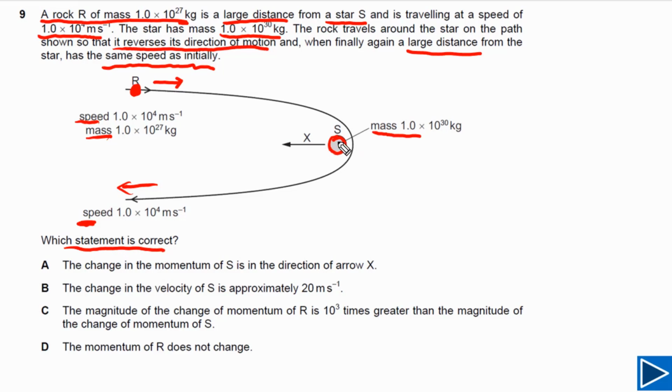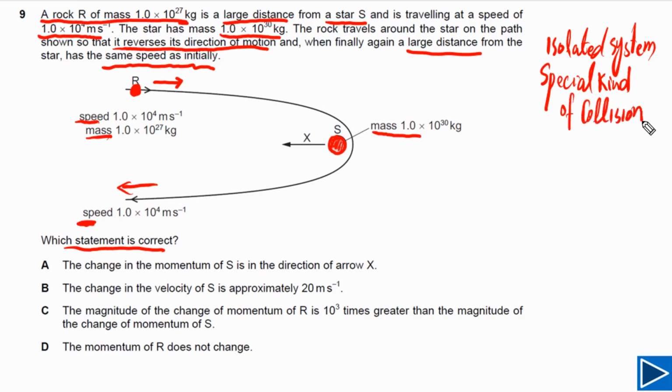Now in this case, if we study this system carefully, one thing we can conclude is that this is an isolated system, as there is no other object in its surroundings. So we can treat this system as an isolated system. And the second thing we need to understand is that in this system these two bodies are interacting with each other. So this is a special kind of collision in which two bodies are interacting with each other.